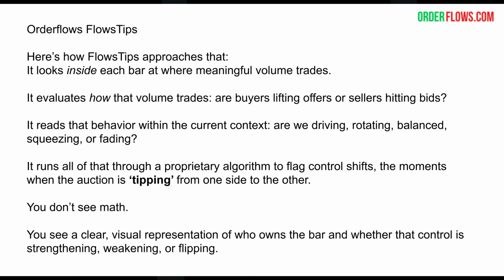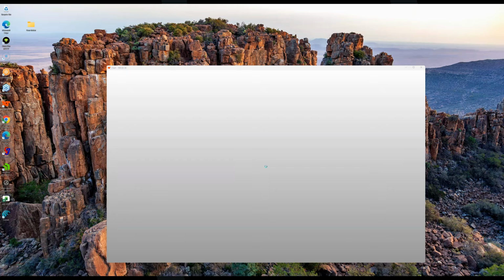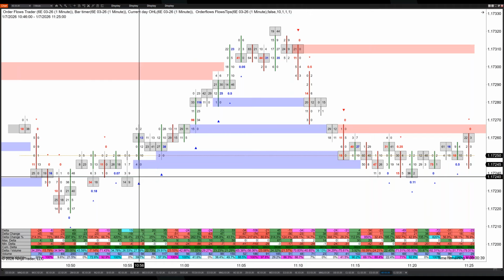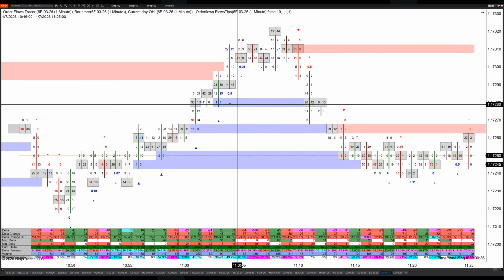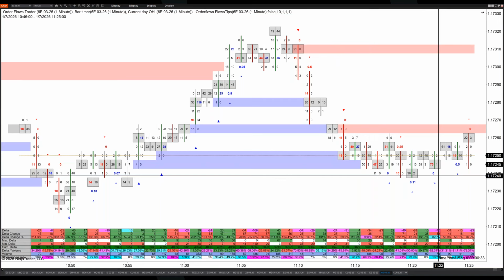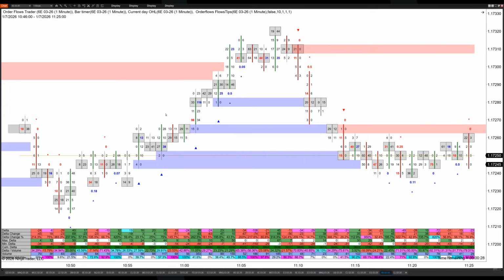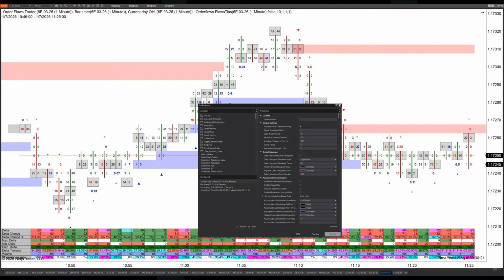So just really quick, let's pull up a chart here. This is Euro currency with Flows Tips, right? Let's get this on, so you can see bullish signal, bullish signal, bullish signal on the way up, bearish signal on the way down, right? I'm going to get into the indicator settings in a moment, but I just wanted to show you how it's reading the trading that's actually taking place in the bar, off these settings.